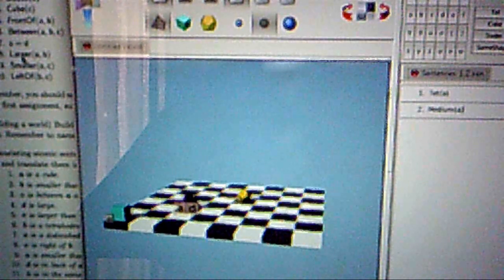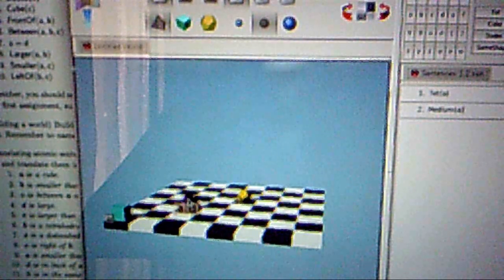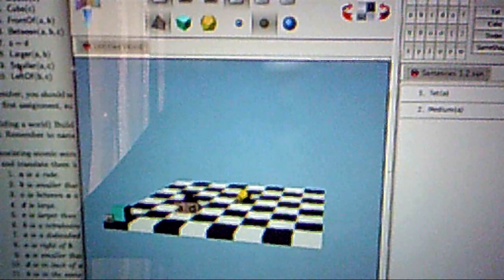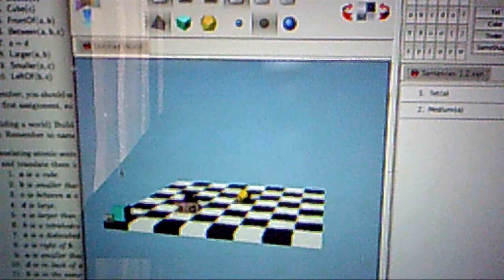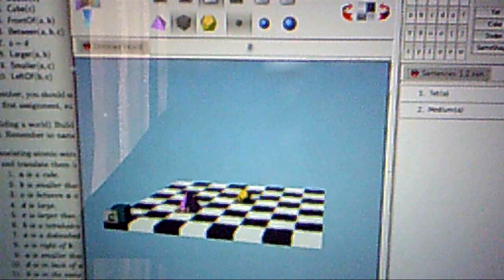Now, 8 says A is larger than B. Take a look. Is A larger than B? It already is. A is medium, B is small. Okay? 9. A is smaller than C. Is that true? Is A smaller than C? No, C is small. So since A is medium, the only option for C is large.